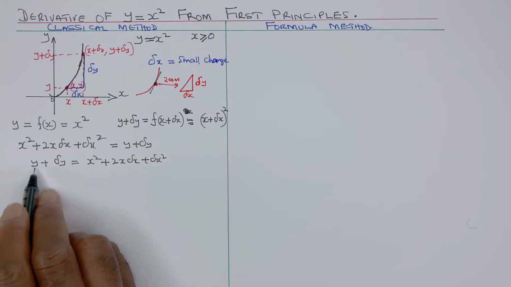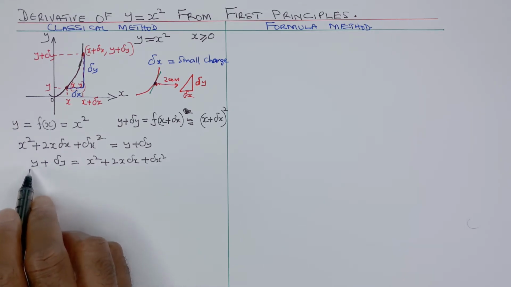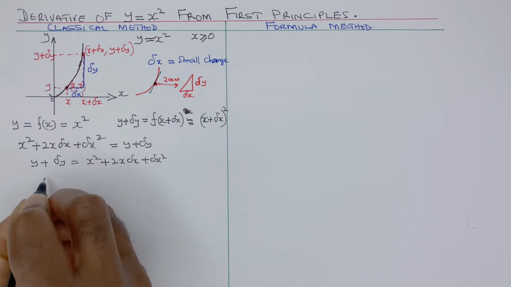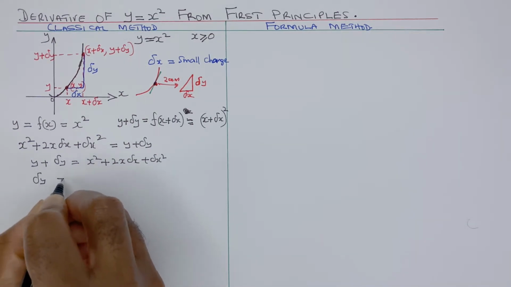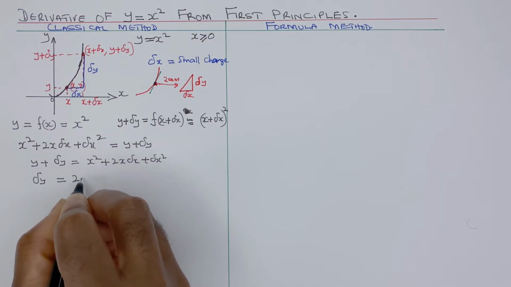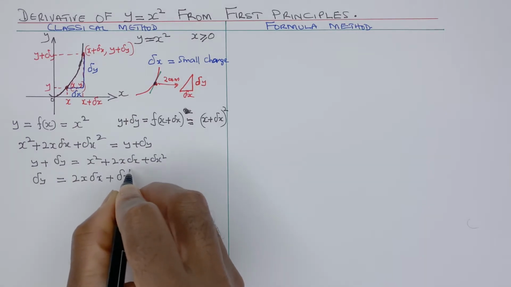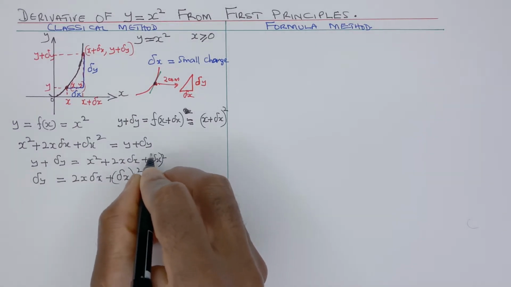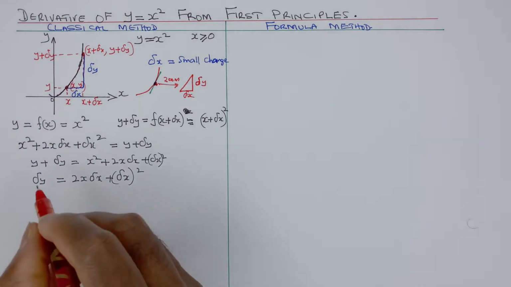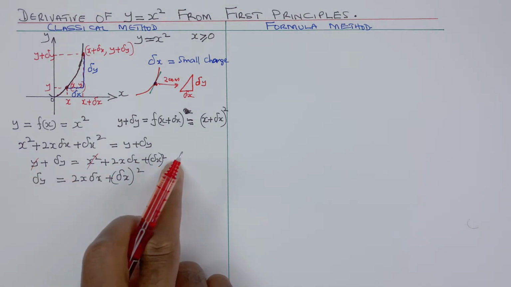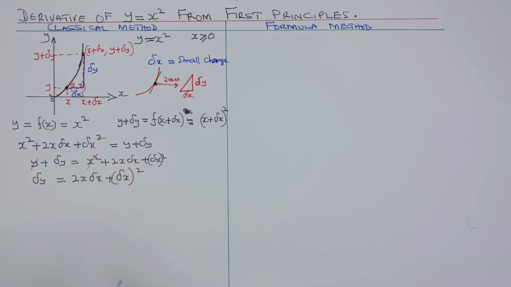Now, y is x squared. Can you see y equals x squared? Take away y from one side and x squared from the other side. We then get delta y equals 2x delta x plus delta x all squared. By the way, that's all squared. The reason is that y and x squared are the same thing, so they cancel. And so now we're almost there.